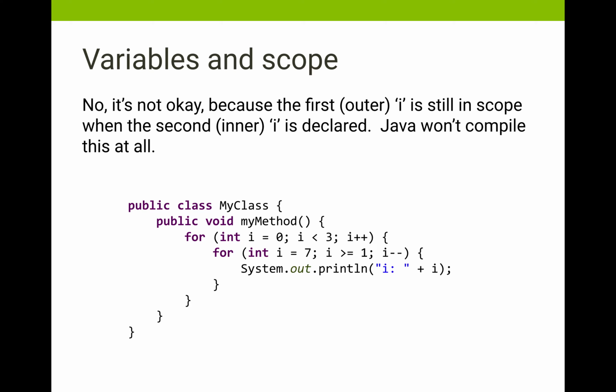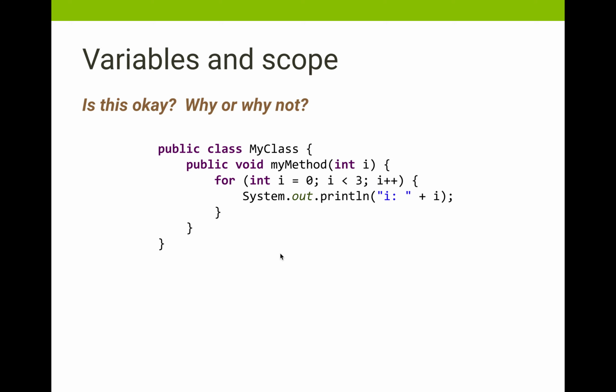No, it's not okay, because this i, this outer loop, the scope is all the way within this, all the way to the end of it. It's all the way down to here. So inside of here, i is still in scope. So in this for loop, i is already declared. You can't redeclare the variable. Not going to work. Okay?